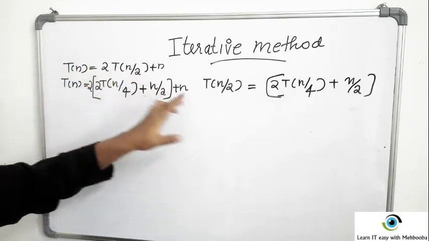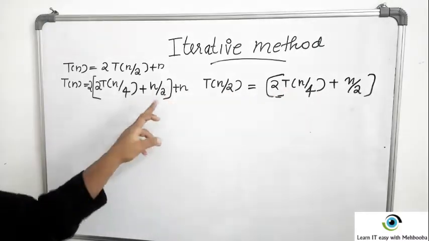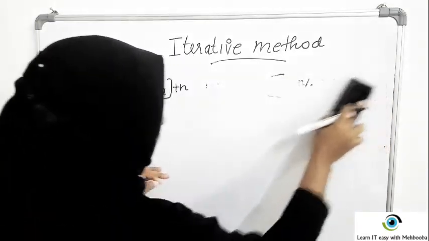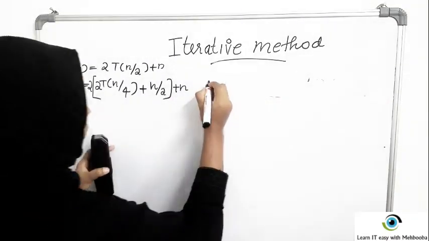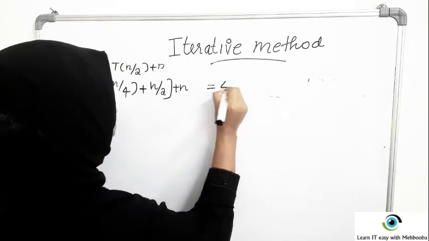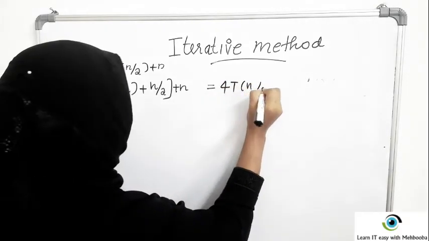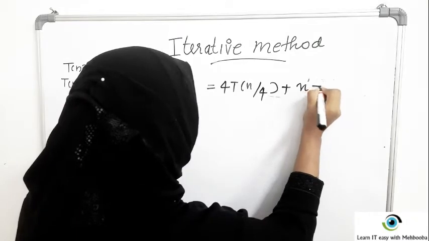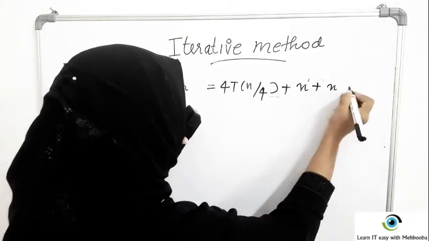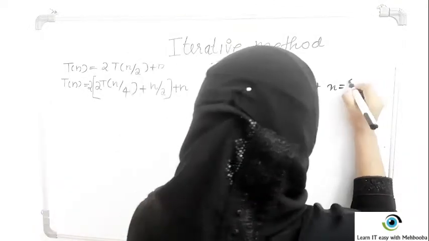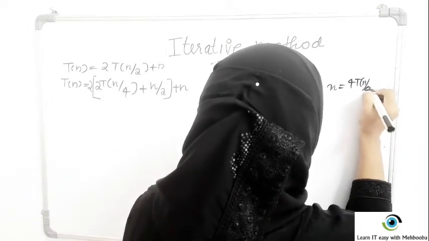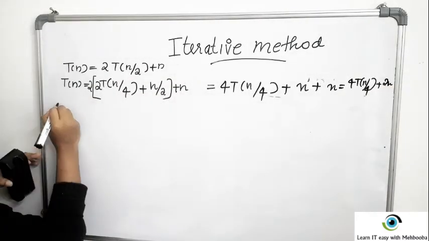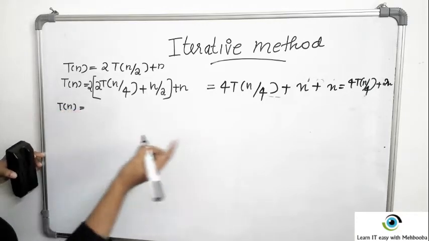Now T of n by 2 is expanded as 2T of n by 4 plus n by 2. The remaining n is copied. So hope you understood. So this is equal to, when we are taking all the brackets out, 4T of n by 4 plus 2n by 2, which will be simply n, then this n. So which is 4T of n by 4 plus 2n. Yeah. So for the next iteration, we will be expanding T of n by 4.